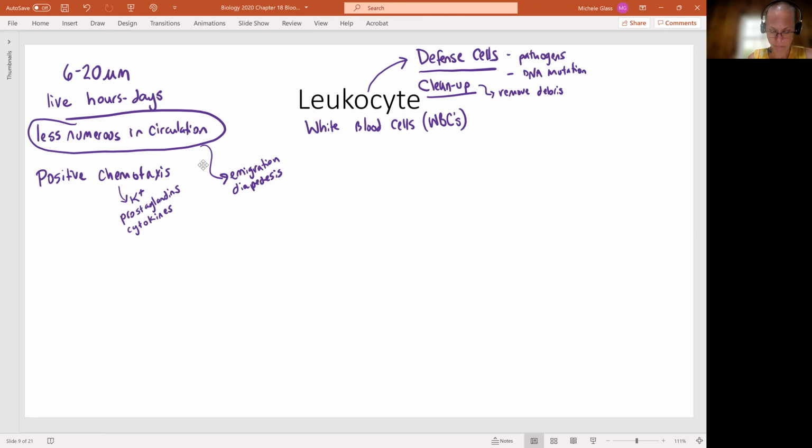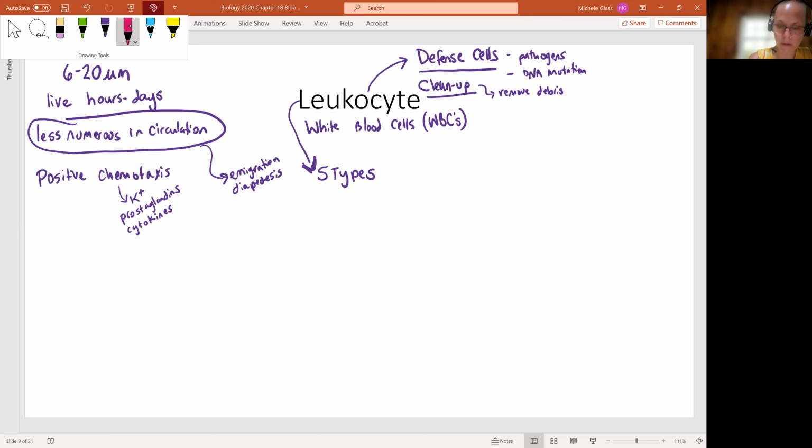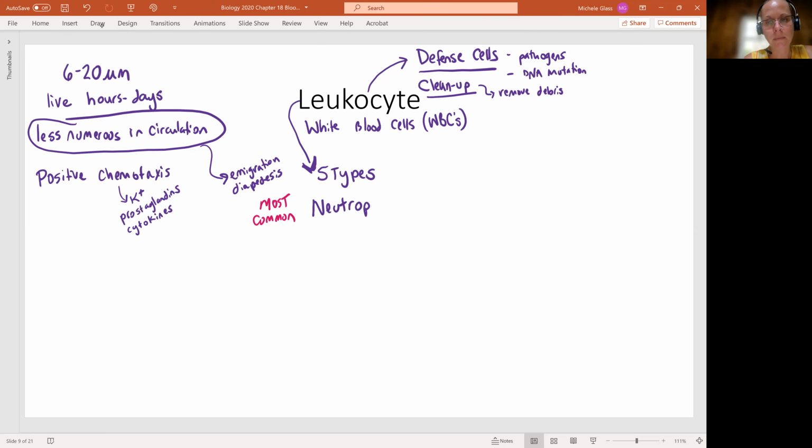When we talk about our white blood cells, we are going to have 5 types. And let's start out by going with our most common. And then we'll move through to our least common. So our most common is called the neutrophil. This is our most common in circulation for sure.